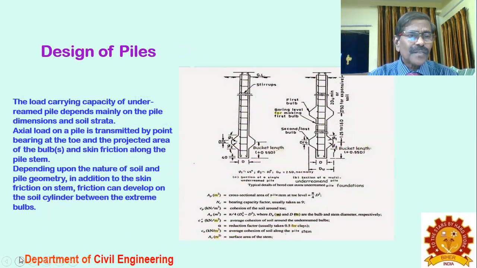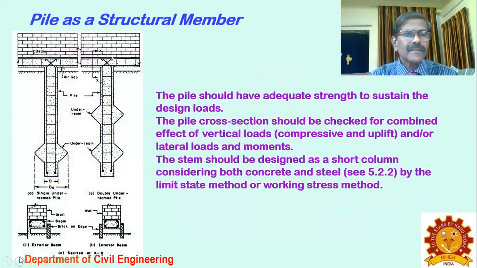The load carrying capacity of under-reamed piles depends mainly on the pile dimensions, the axial load, the nature of the soil, the pile geometry, things like that. Piles can act as a structural member. You can combine some of the under-reamed piles and develop a structure on that. You can use them as columns and go for multi-story buildings. The pile cross-section should be checked for the combined effect of vertical loads, compressive uplift and or lateral loads, and moments. So you can design for moments and for shear just like a structural member.